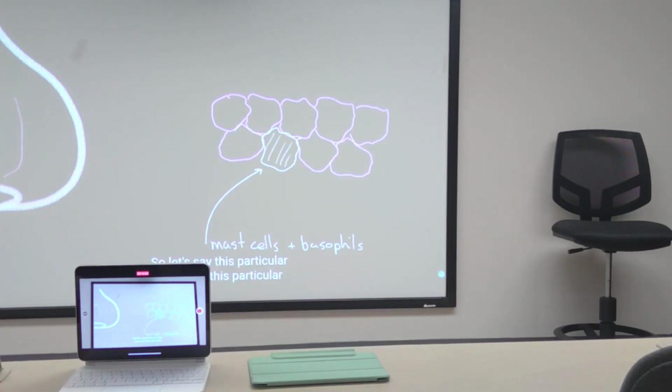So let's say this particular nose, this particular set of cells has allergic rhinitis. What exactly is happening? Well, in allergic rhinitis, like with any allergy, your body has an overreaction to some sort of stimulus in the environment. And that stimulus is called an allergen.